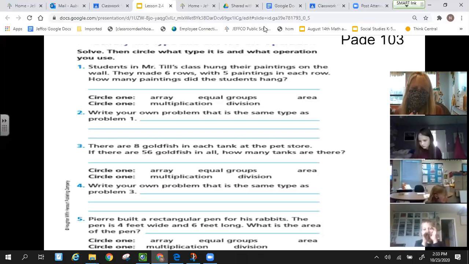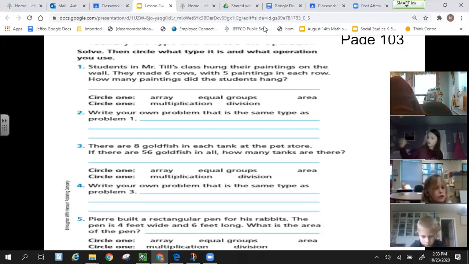Students in Mr. Till's class hung their paintings on the wall. And again, we talked about visualizing as one of our strategies. You really are gonna have to use that strategy today. They made 6 rows with 5 paintings in each row. How many paintings did the students hang? We're also going to use the strategy of drawing a picture. So on the side where it says show your work, I want you to draw a picture with me.